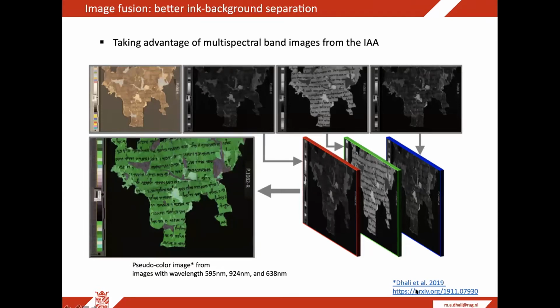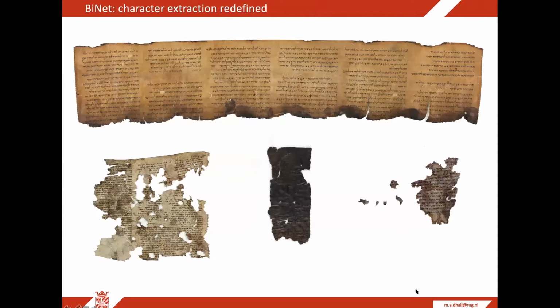Then we also take advantage of the multispectral images that we get from IAA. We fuse those images and make a pseudo-synthetic color image. Why do we make it? Because you can see in this image, the color spectrum image on the top left and the greenish pseudo-synthetic color image on the bottom, that the ink and background separation is much clearer in the bottom image than the top image. So we take advantage of this, and then binarize all kinds of images.